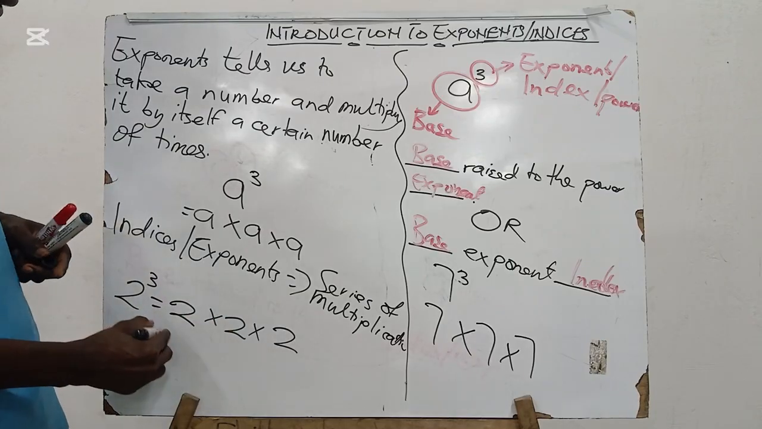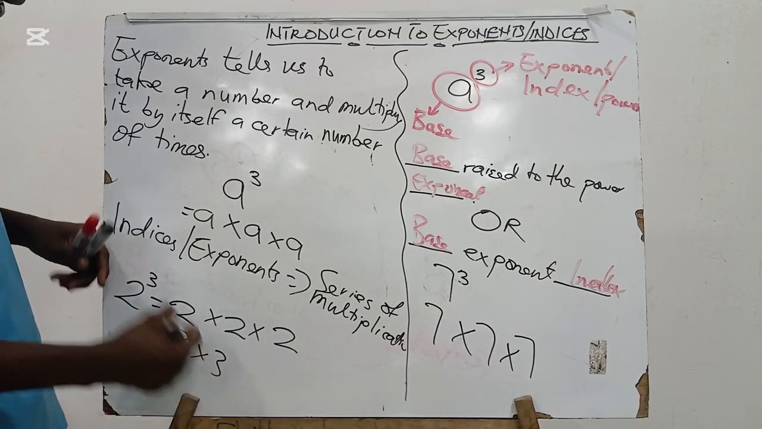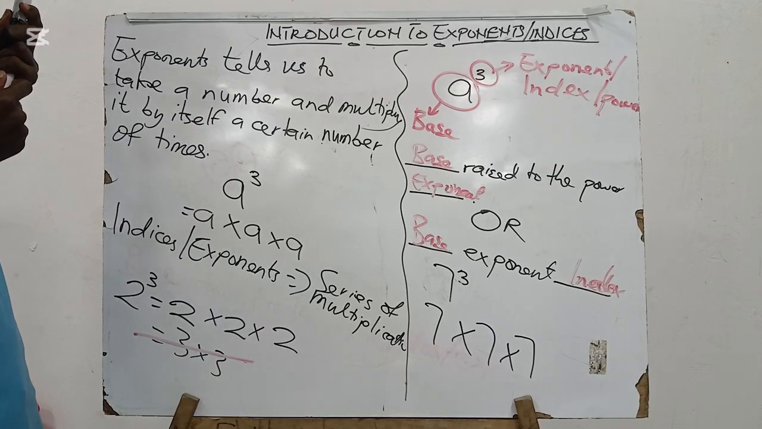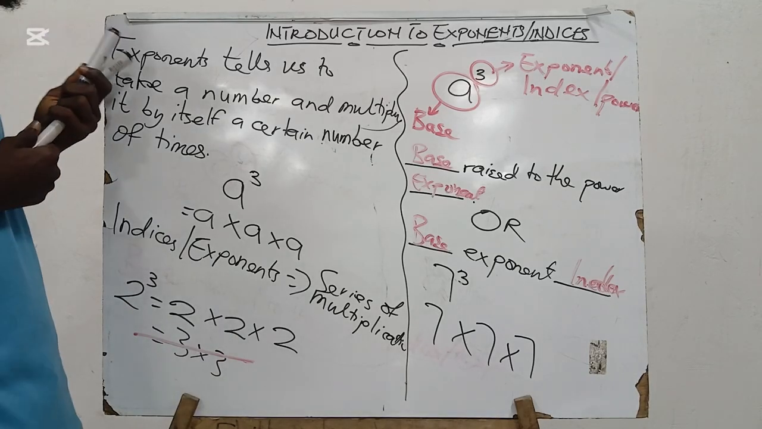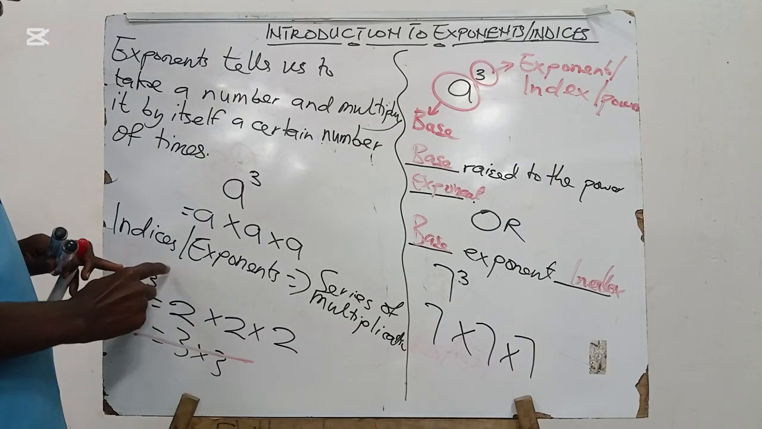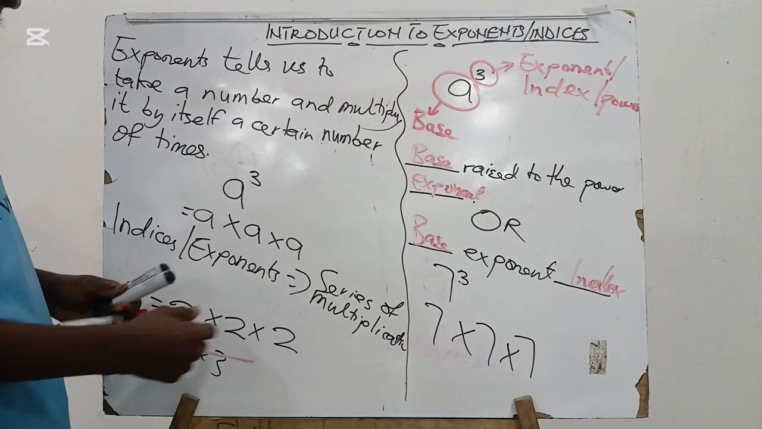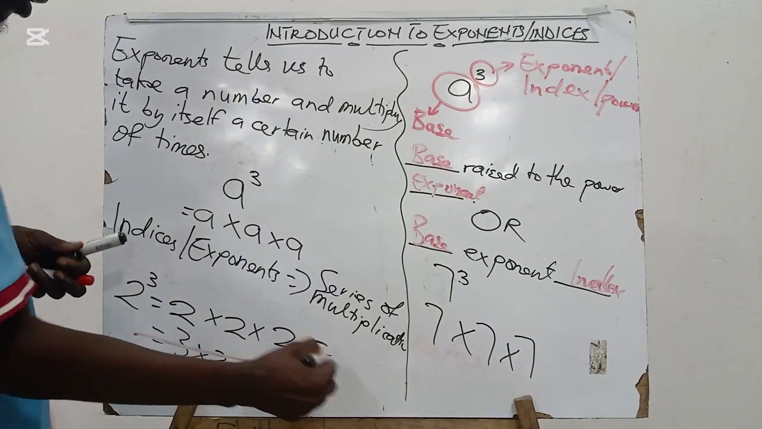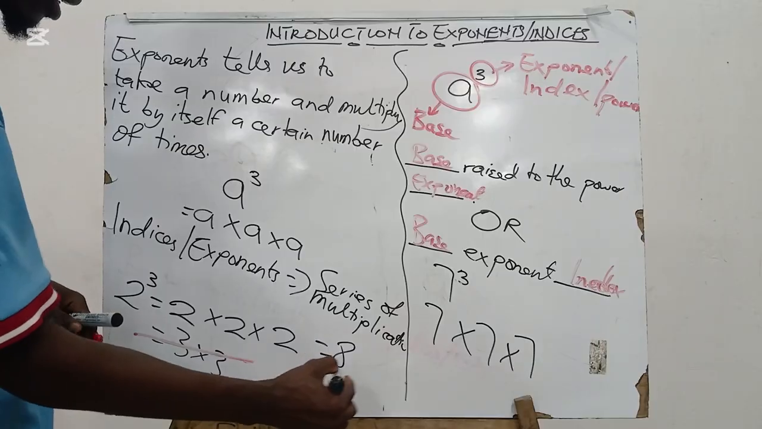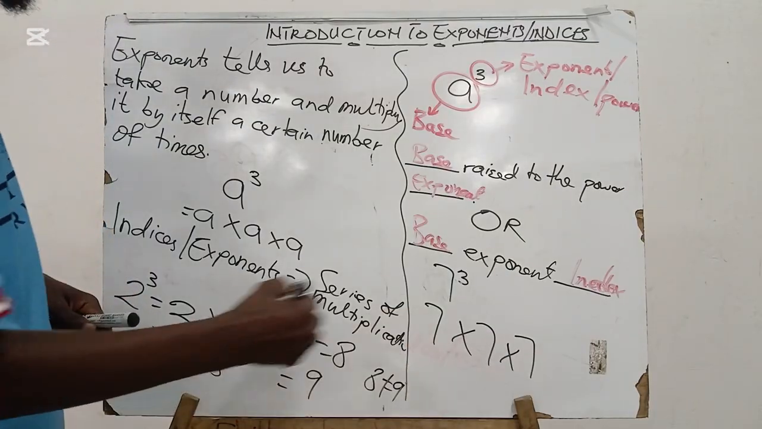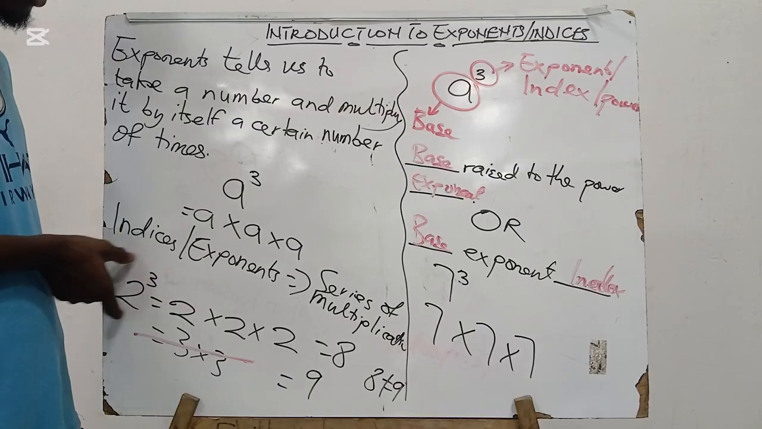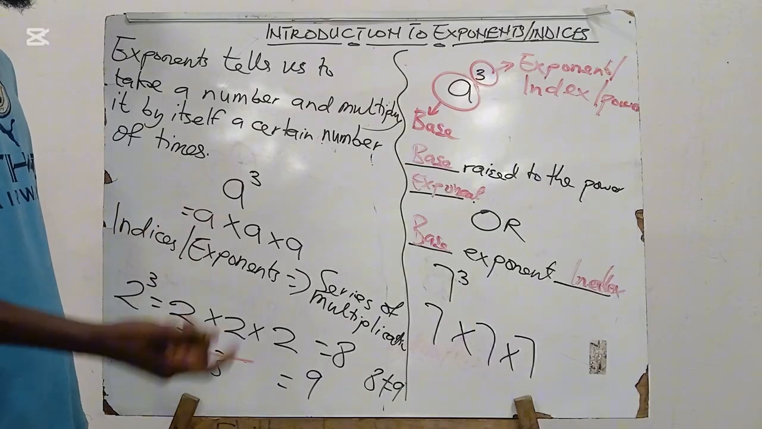Please, you cannot go and write it as 3 times 3. No, it is wrong. You can't do this. It is wrong. Are you okay? Great. So when you interchange the positions, you will not get the same answer. This is it. 2, 2, 4, 4, 2, 8. 3, 3, 9. 8 is not equal to 9. So at the end of the day, we say that exponents or indices is not commutative.